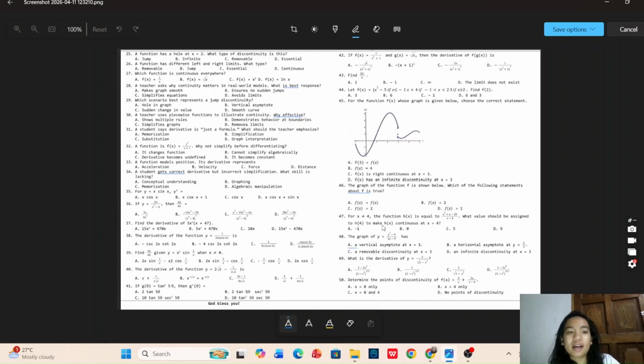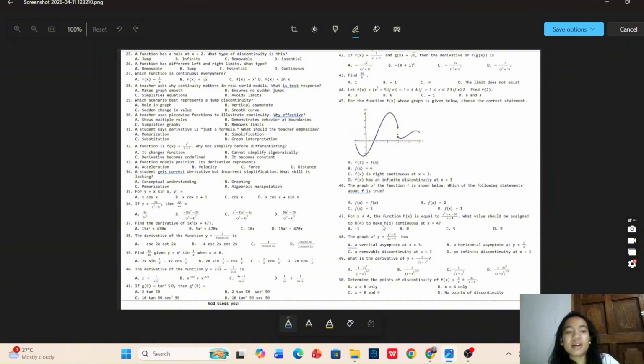Number 26. A function has different left and right limits. What type is this? A removable, B jump, C essential, or letter D continuous. So in this case, since the left and right limits are different in terms of value, meaning to say it is essential, it can no longer be removable and it stays in discontinuity.